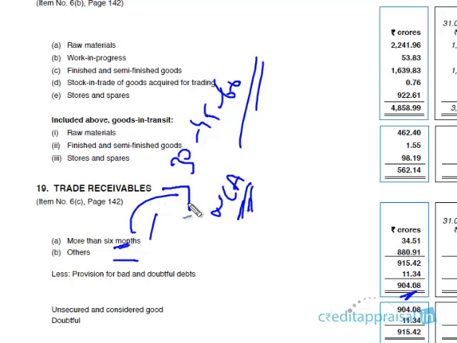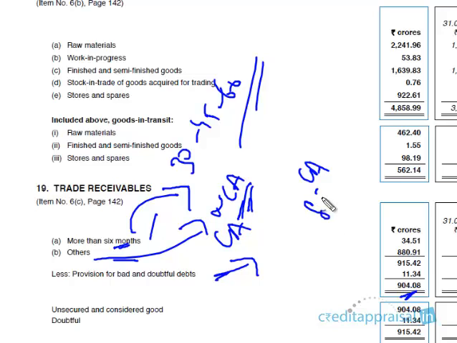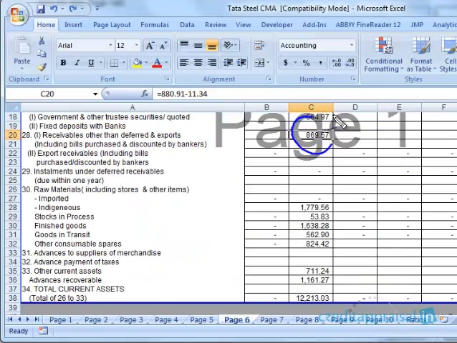So usually the practice is to classify debtors of more than 6 months as non-current asset. This is the regular debtors, we put it under current asset. And provision for doubtful debts you're going to deduct under current assets. Debtors, what are you going to put? 880.91 less provision 11.34. So that comes around 868. So this we put here.